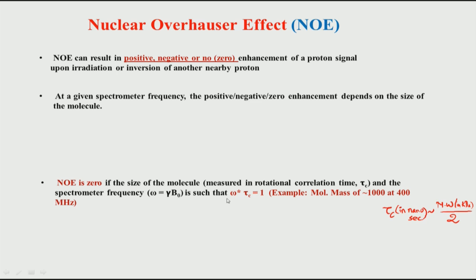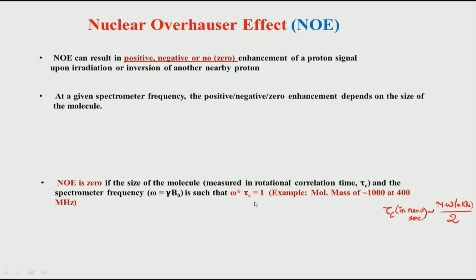So what happens is whenever the spectrometer frequency, that is 2 into pi into the frequency, multiplied by the tau c value becomes equal to 1 or nearly equal to 1, then for that particular compound and that particular frequency, we will have no NOESY effect, no NOE effect, even if the two hydrogens are very close by. This is what comes from the theory of NOESY, which we cannot go into in detail, but the point here is one has to look carefully at what kind of molecule you are using and what the spectrometer frequency is.